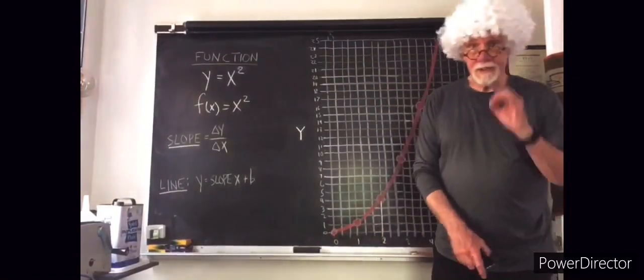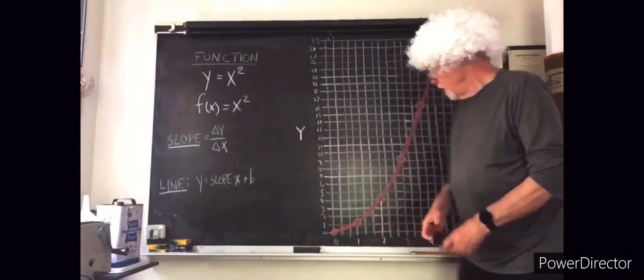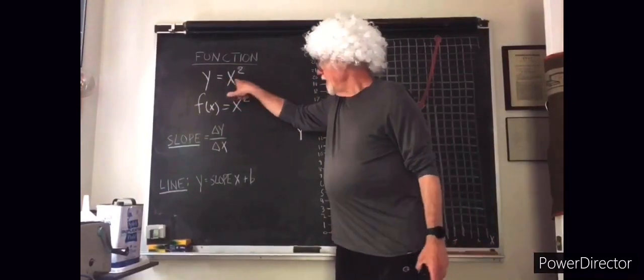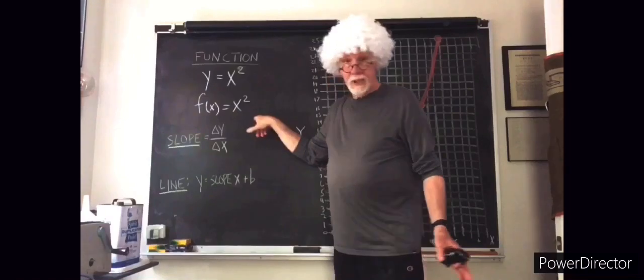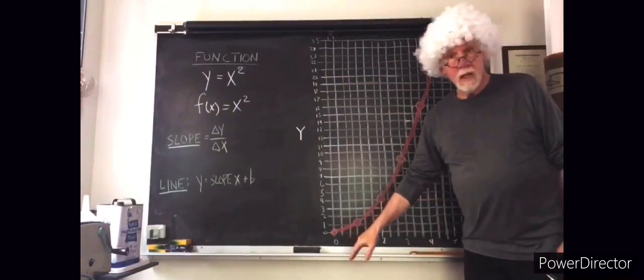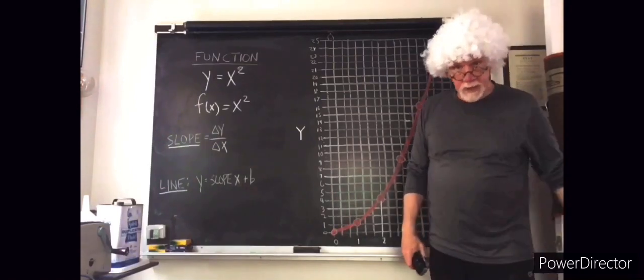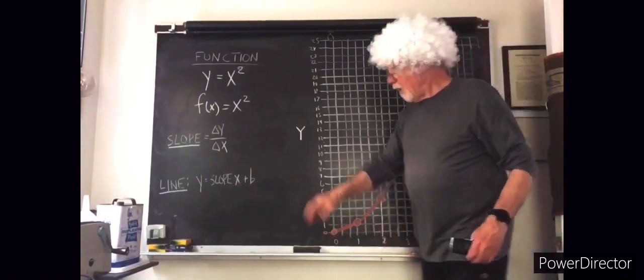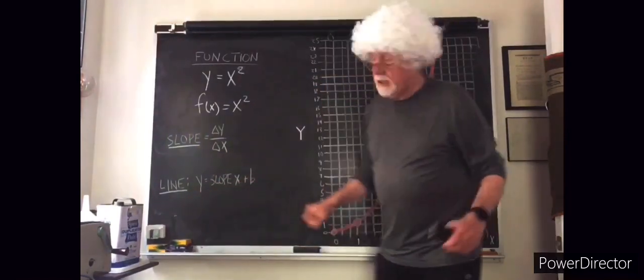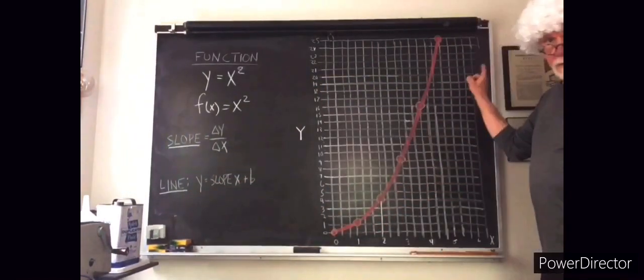Okay, this is the important stuff. What I've put up here is a plot of this function, y equals x squared, f of x equals x squared. And you can see this is a curve, unlike the other plot that we did, which was a straight line. So how do we apply the slope and equation of a line to a curve?